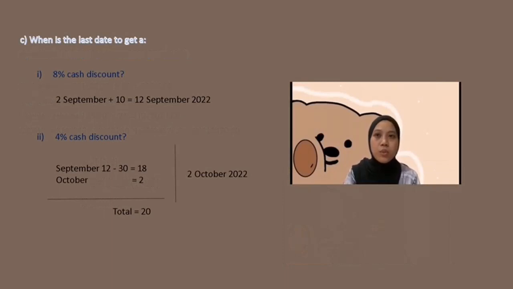Question 2C. When is the last date to get it? Number 1, 8% cash discount. The answer is 2 September plus 10 equals 12 September 2022. Number 2, 4% cash discount. The solution is 12 September plus 30 equals 18 October, and the answer is 2 October 2022.